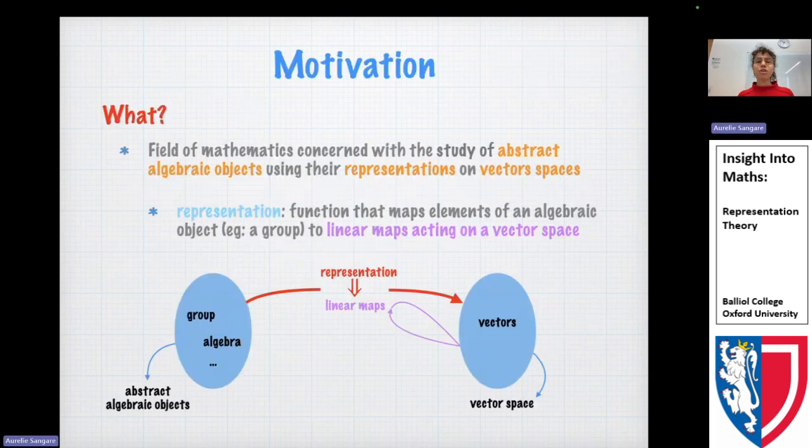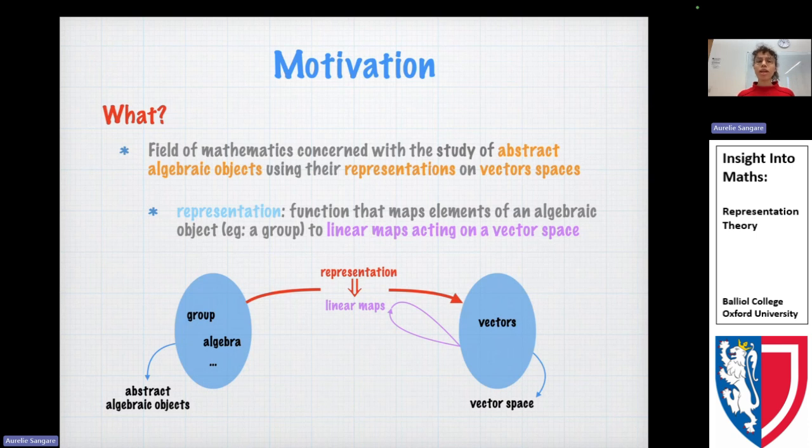So then I'm going to start by motivating representation theory. And of course, I should start by telling you what representation theory is. So representation theory is a field of mathematics concerned with the study of abstract algebraic objects using their representations on vector spaces. So I'm aware this definition might seem quite abstract, which absolutely it is, and so I'm going to walk you through the definition.